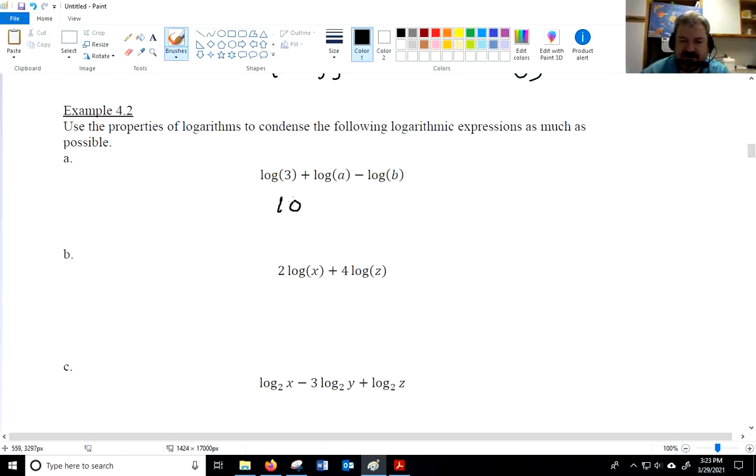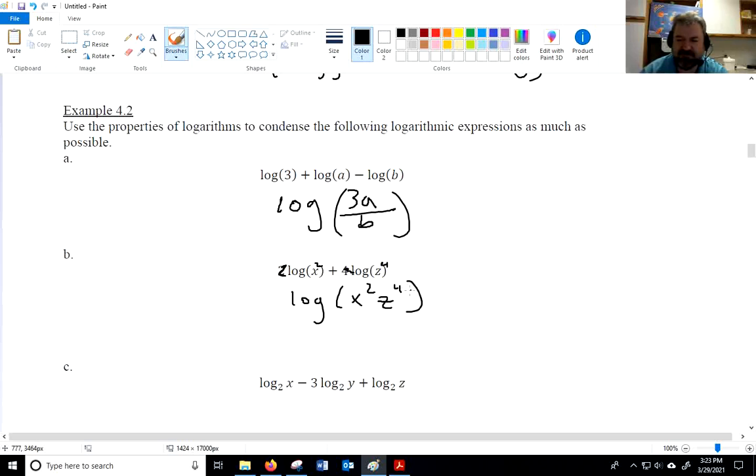So this one here is the log of 3 times a divided by b, and anything that's subtracted goes on the bottom. There we go. Let's try the next one. 2 log x. Well, I'll move that 2 here, and I'll move that 4 there. Now I can call this the log of x squared times z to the 4th.